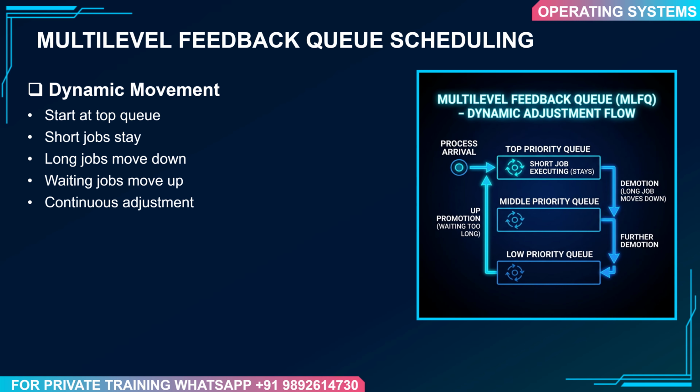Let us visualize this with a simple flow. A process starts at the top queue. If it behaves like a short job, it stays there. If it behaves like a long job, it moves down. If it waits too long in a lower queue, it gets promoted again. So there is continuous movement based on feedback. This dynamic adjustment is what makes MLFQ powerful.